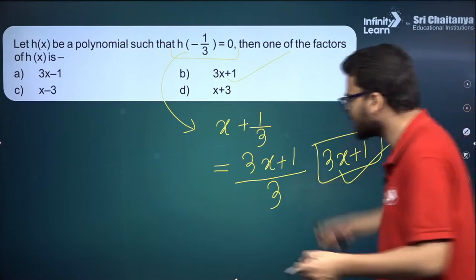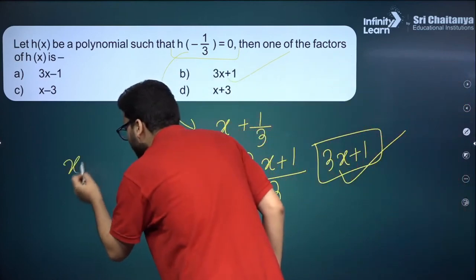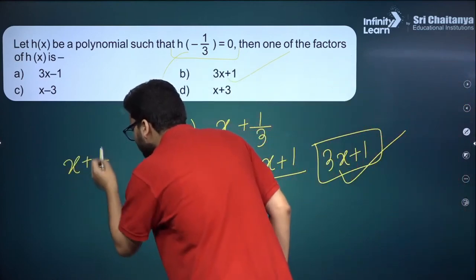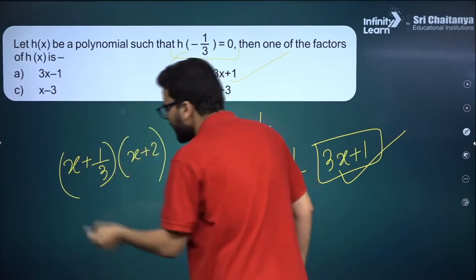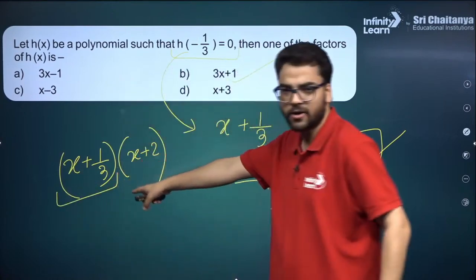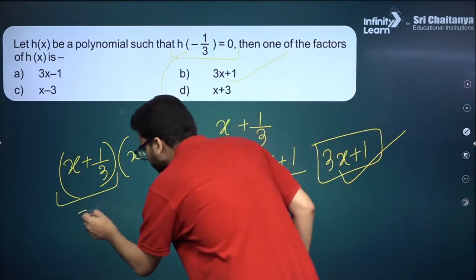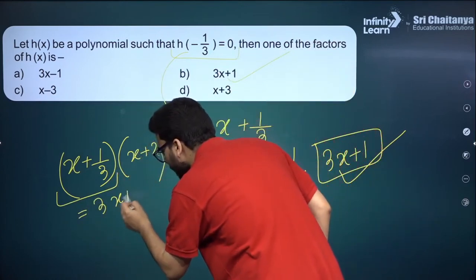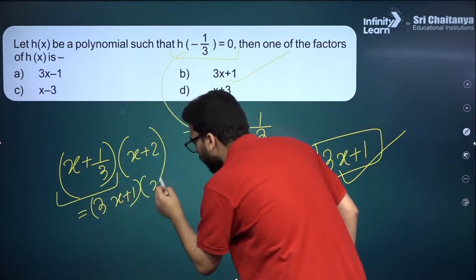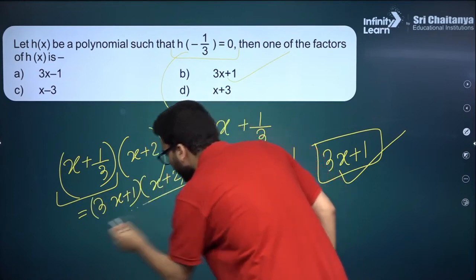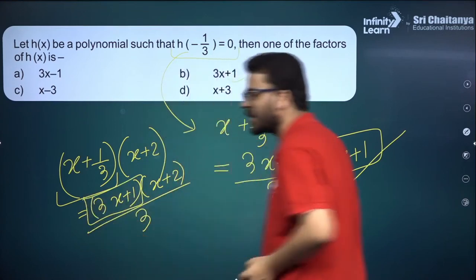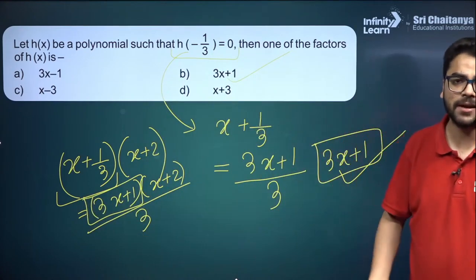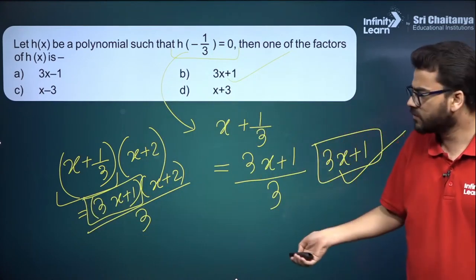Is it okay? You can understand it like this. Suppose I've got a polynomial which is x plus 1 by 3 and suppose it is anything, x plus 2. So guys, you see x plus 1 by 3 is a factor of that polynomial. If you simplify, you'll get (3x plus 1) into (x plus 2) the whole divided by 3 over here, correct? So you see automatically 3x plus 1 is also a factor. I hope that is clear. It's a very simple question, right? Let's move on to the next thing.